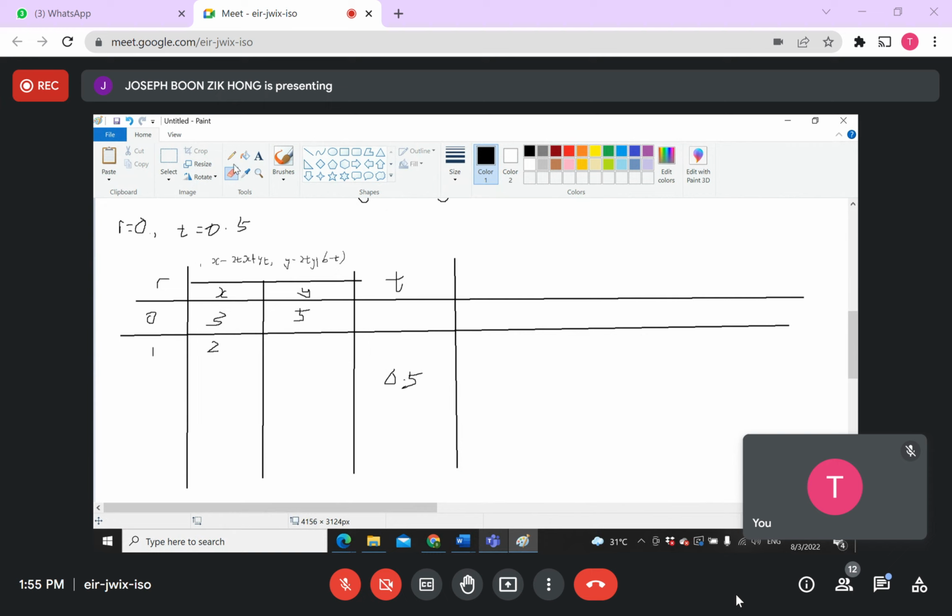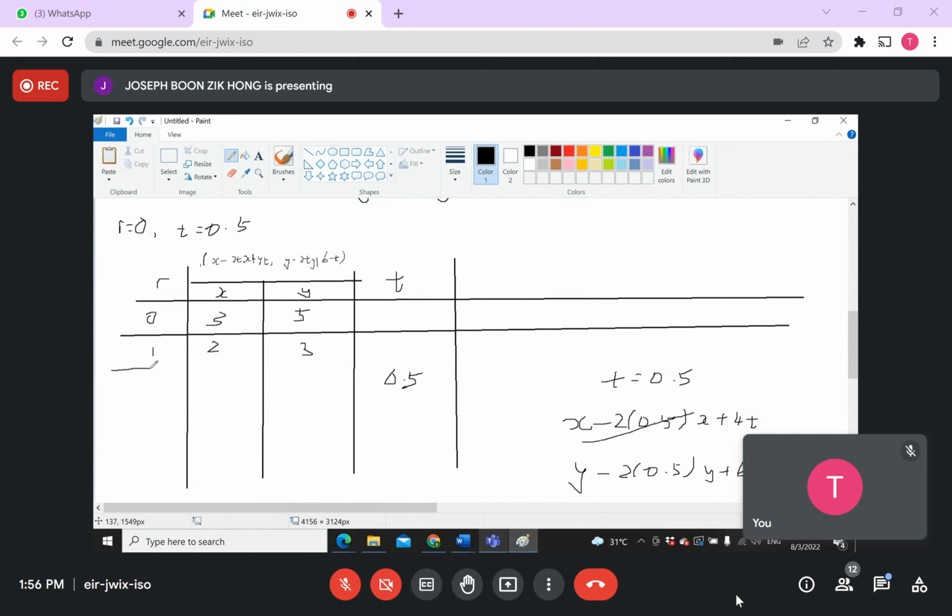Because you see, since your t is equal to 0.5, that means your x minus 2 times 0.5 x plus 40. This is your x. This one and this one cancel each other, so that means you always will get 40. This one also the same. y minus 2ty, and then plus 60. That means you always will get 3.